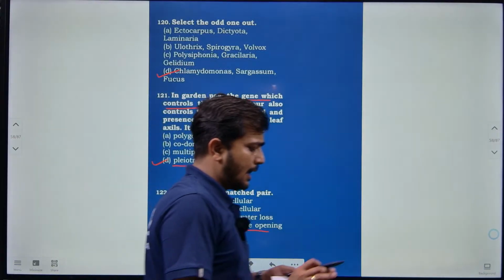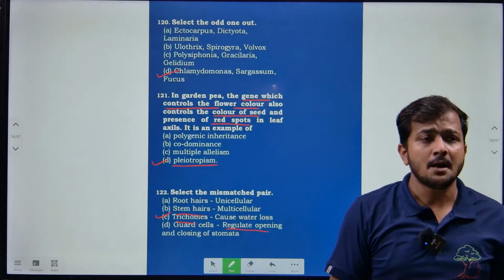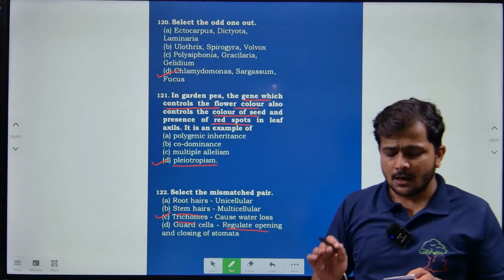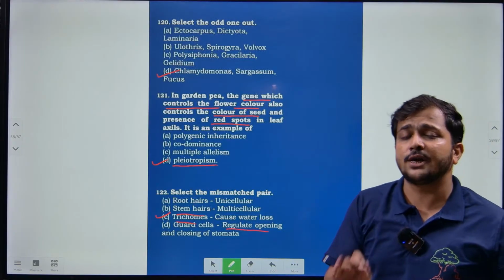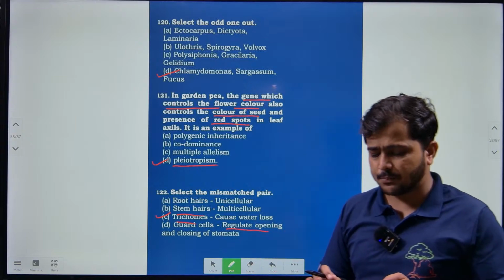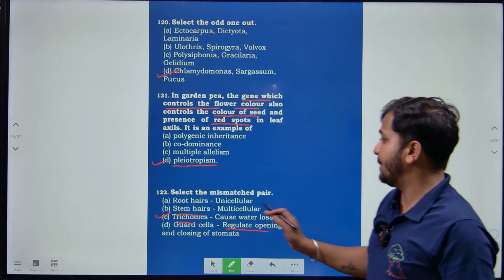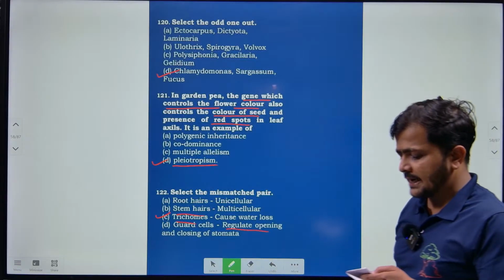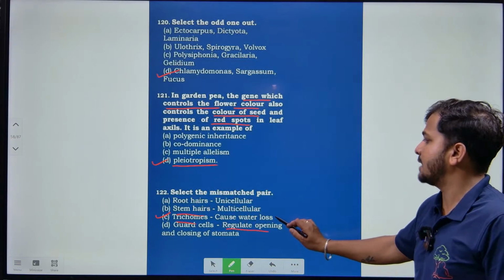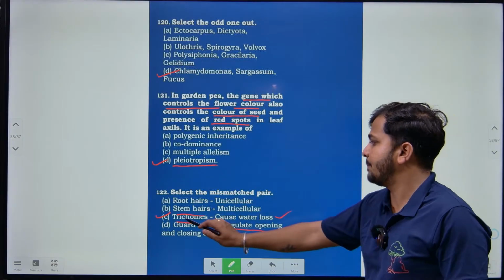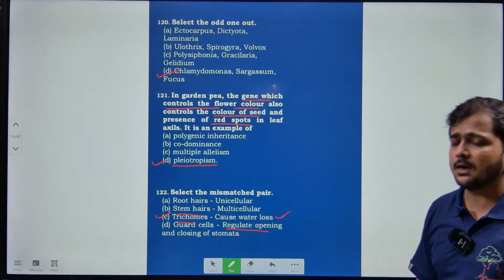Trichomes are unicellular or multicellular, branched or unbranched outgrowths which are strictly epidermal in origin. So they are present with respect to the epidermis, and they won't cause any kind of water loss. So this match is actually wrong. That is the mismatched pair: trichome causes water loss.